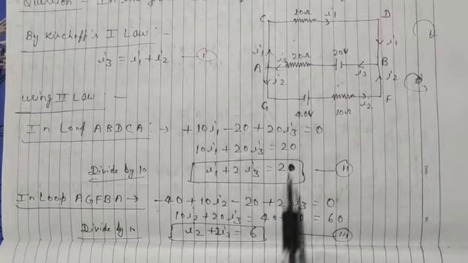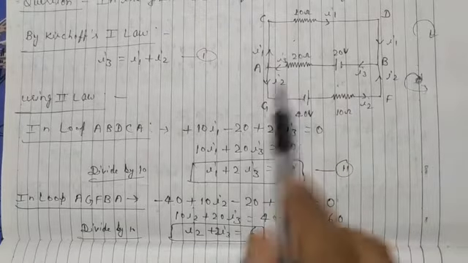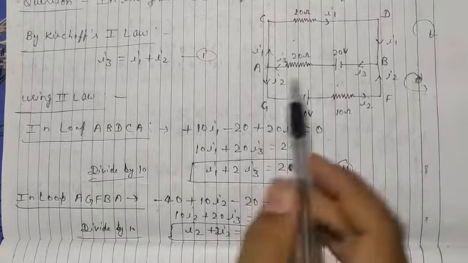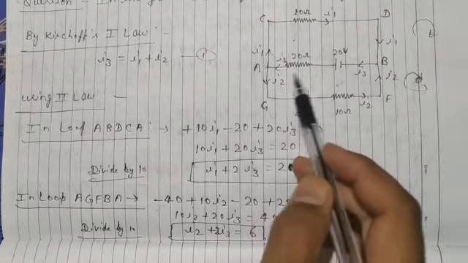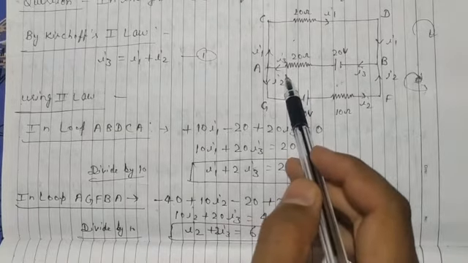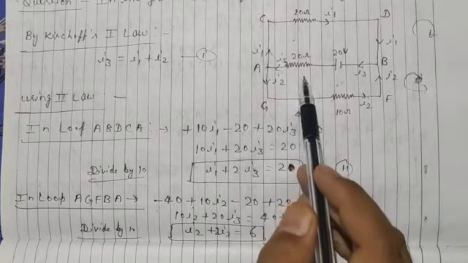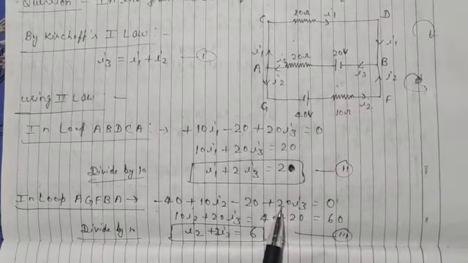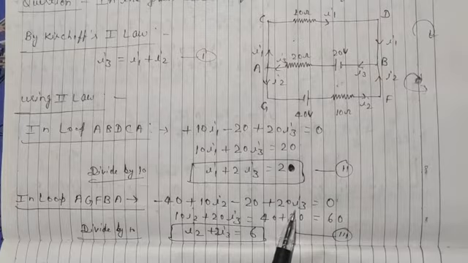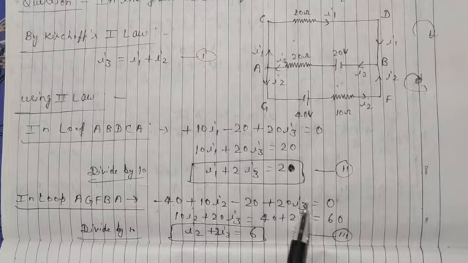After this we came here, the current direction and calculation direction are in the same direction, so the potential difference is positive. Here it is 20 multiplied by I3, and according to the law this should be 0.